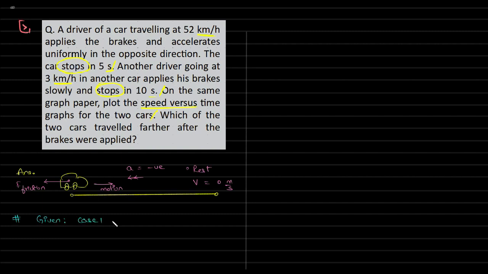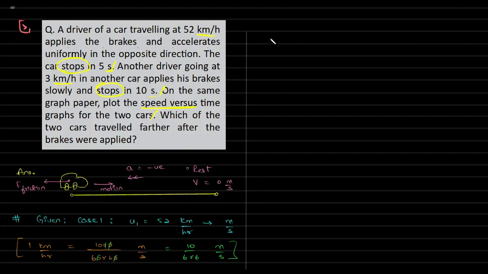We have case 1. Initially the vehicle was moving at 52 km per hour. We have to convert it to meter per second, and so we have 1 kilometer per hour being converted to 1000 into 60 into 60 meter per second. So we have 1 2 1 2. This is 10 by 6 into 6 meter per second.